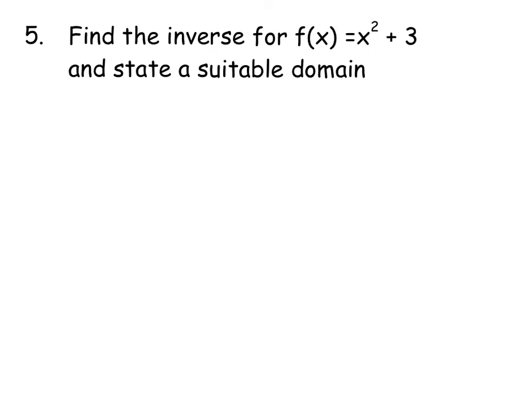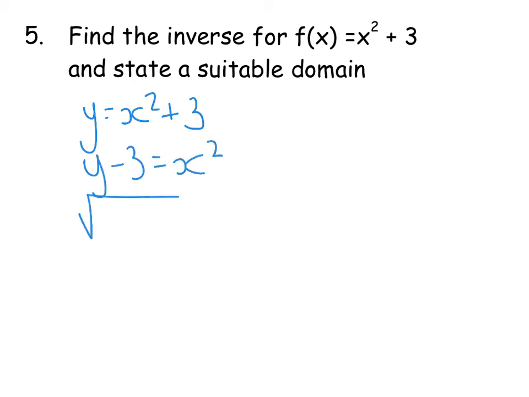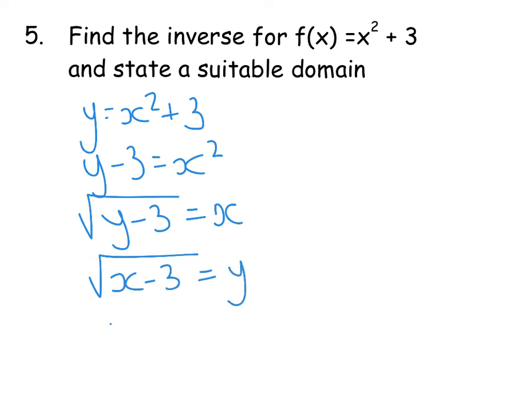Okay. Question 5. Find the inverse of this function and state a suitable domain. So we're just going to do the same again. So remember, step 1 was write that as y equals x squared plus 3. Then we change the subject. So you've got y take away 3 equals x squared. Take the square root, and that gives you x. Then we change the letters, and then you rewrote the y as f dashed minus 1 of x.